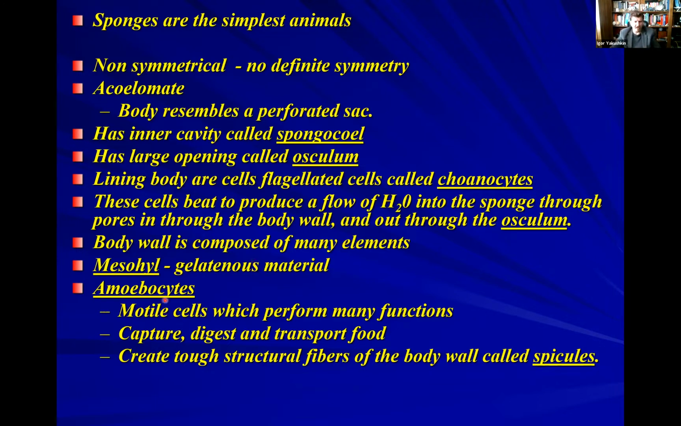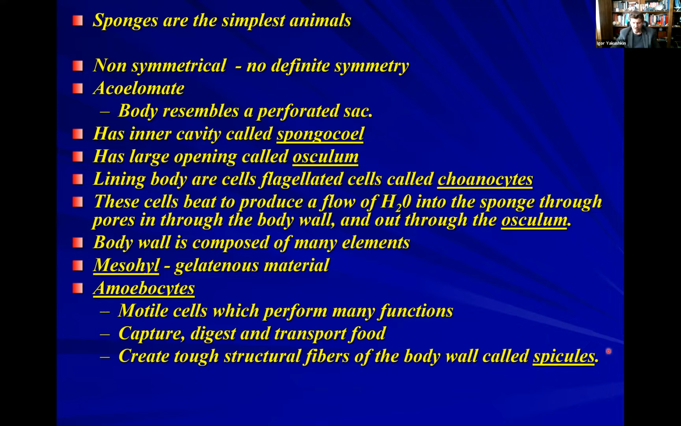And then there are the amoebocytes. So we have choanocytes, and then we have amoebocytes. These are amoeba-looking cells which go throughout the body of the sponge, capturing any kind of bacteria, algae, digesting, and then delivering the nutrients to the rest of the body. So, motile cells: they capture, digest, and transport food. And then we also have something known as spicules. Spicules are spikes, essentially, embedded in the gelatinous material. That's part of the skeleton.